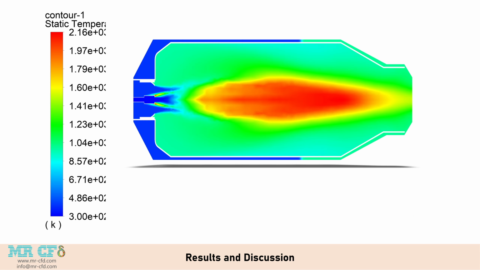The temperature contour reveals a clear flame structure, with peak temperatures reaching approximately 2160 Kelvin in the primary combustion zone. This temperature is within the expected range for methane combustion, indicating efficient energy release. A gradual temperature decrease is observed moving downstream and towards the combustor walls, highlighting the importance of proper cooling design for the combustor liner.